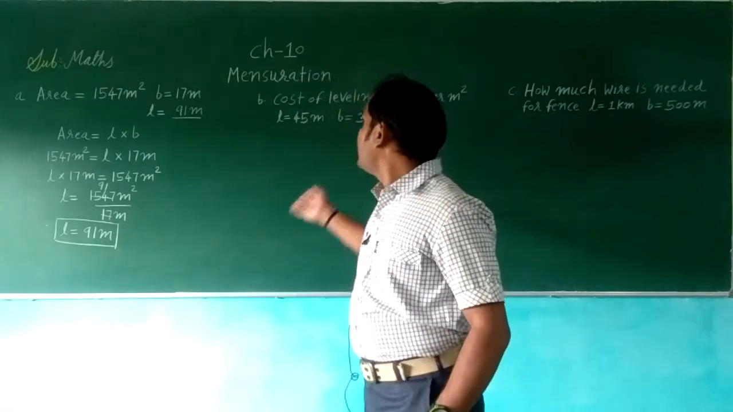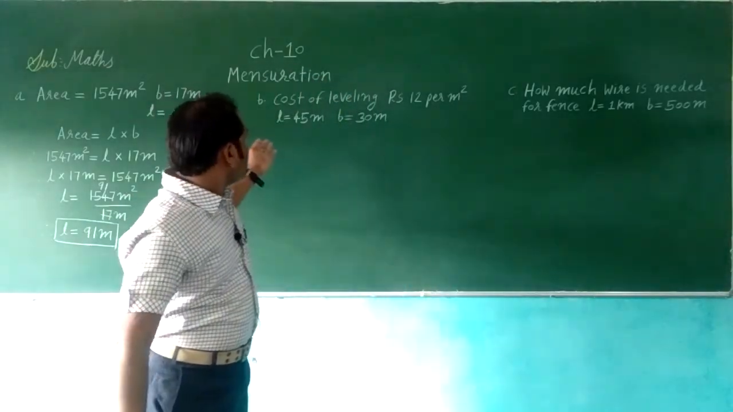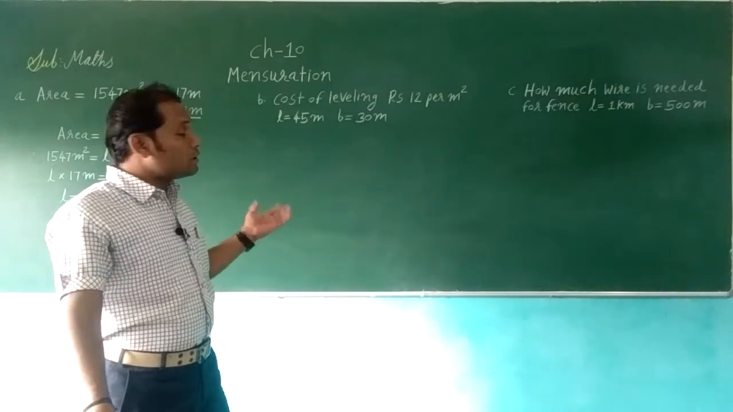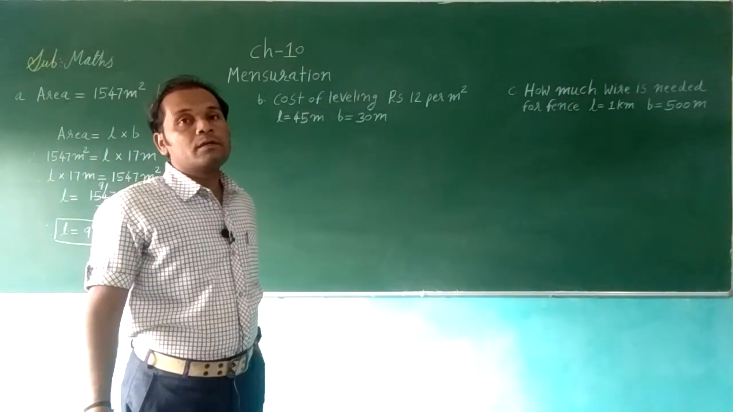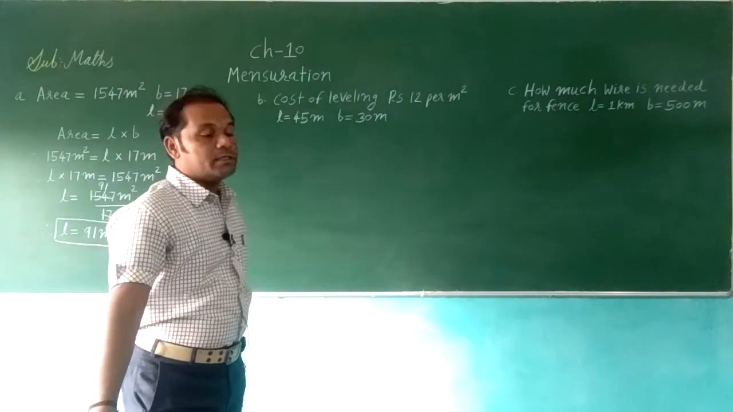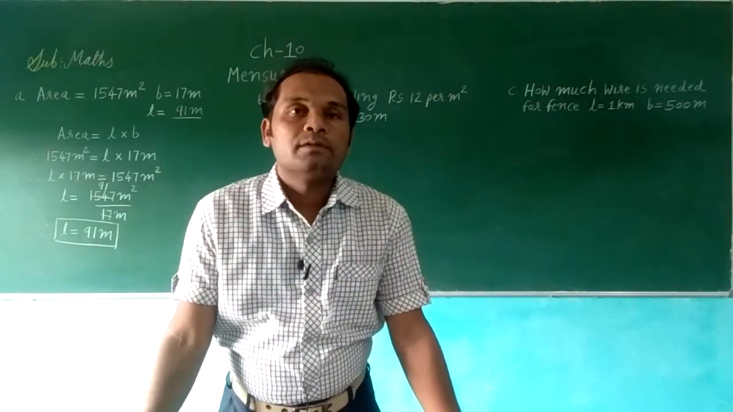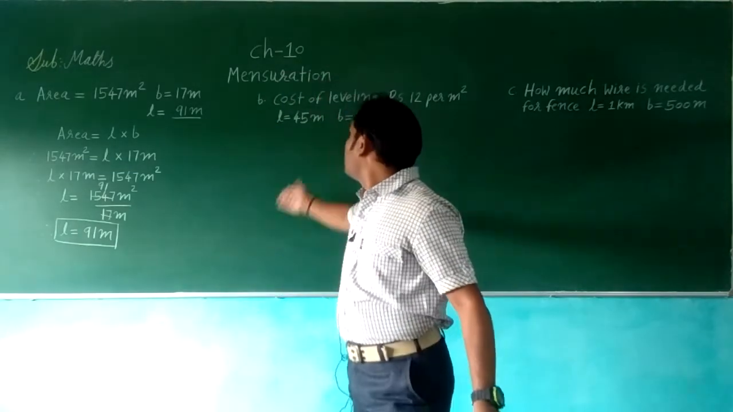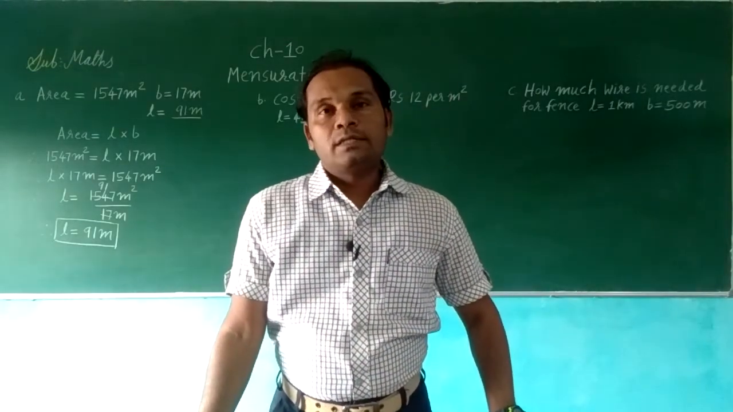Okay, now we have sum number B, and it is different from that sum. The cost of leveling a field is rupees 12 per meter square, and length is given, 45 meter, and breadth is given, 30 meter. So definitely the field, that is the farm, is in rectangle shape because length and breadth are given and different. So this sum will do.